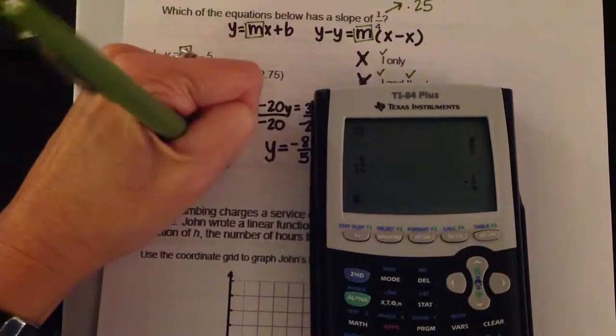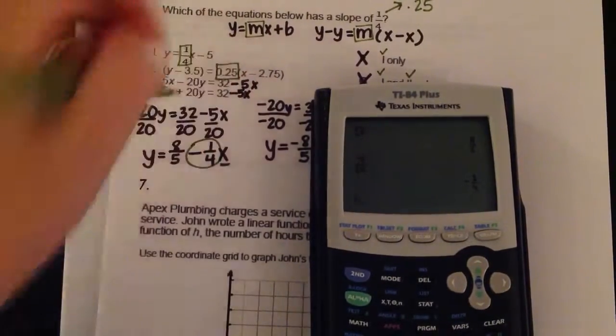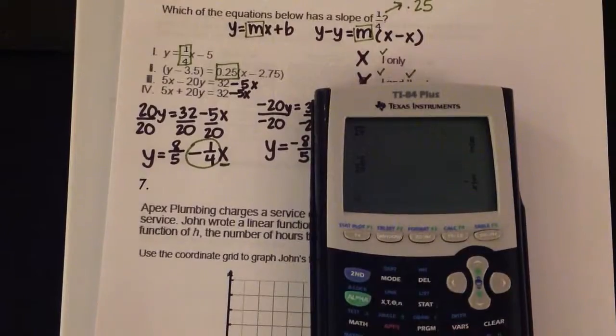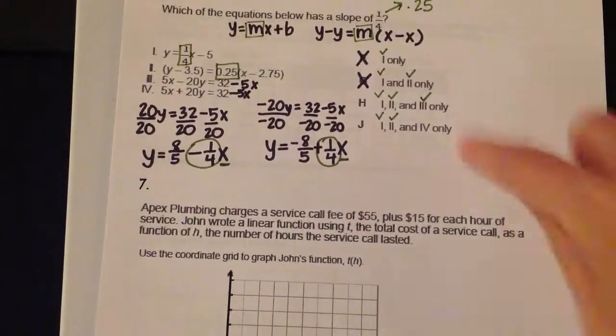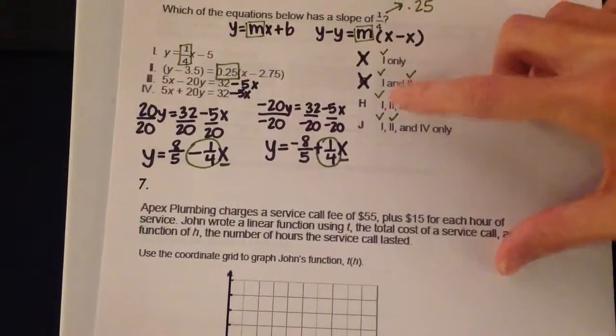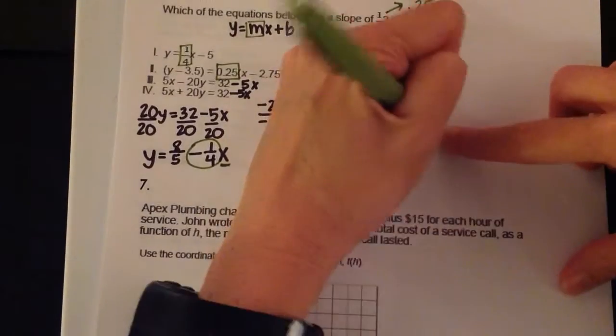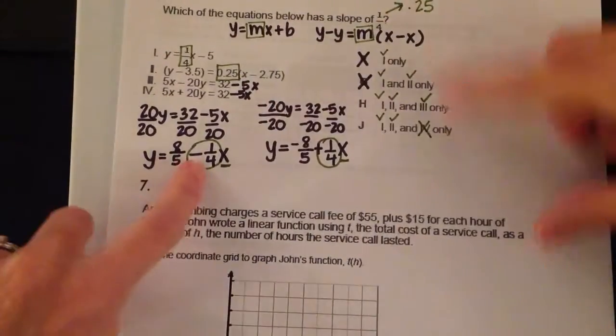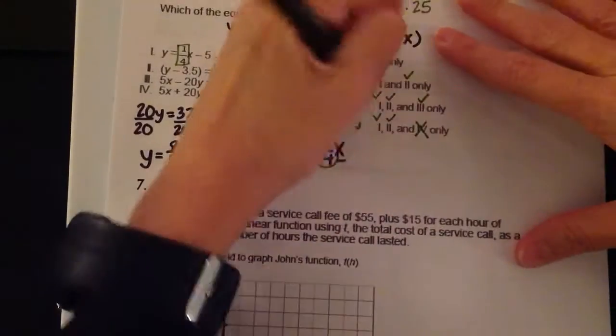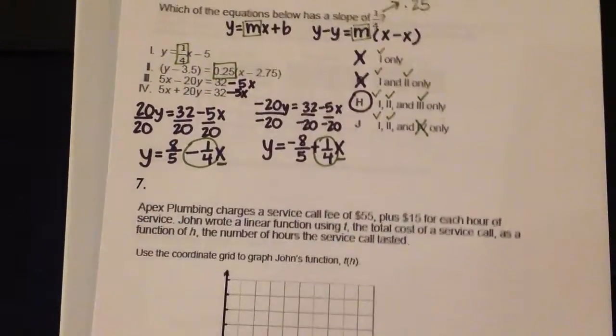So here's my slope. It's a negative 1/4, but our slope has to be positive, so option 4 is not going to work. So it really should be only options 1, 2, and 3. Option 4 is a no because it doesn't match the slope we need, so the correct answer is H.